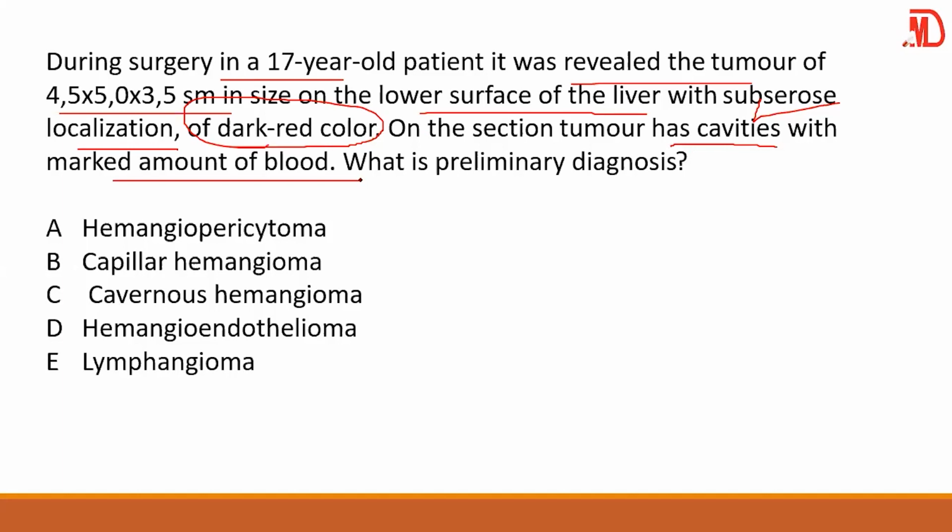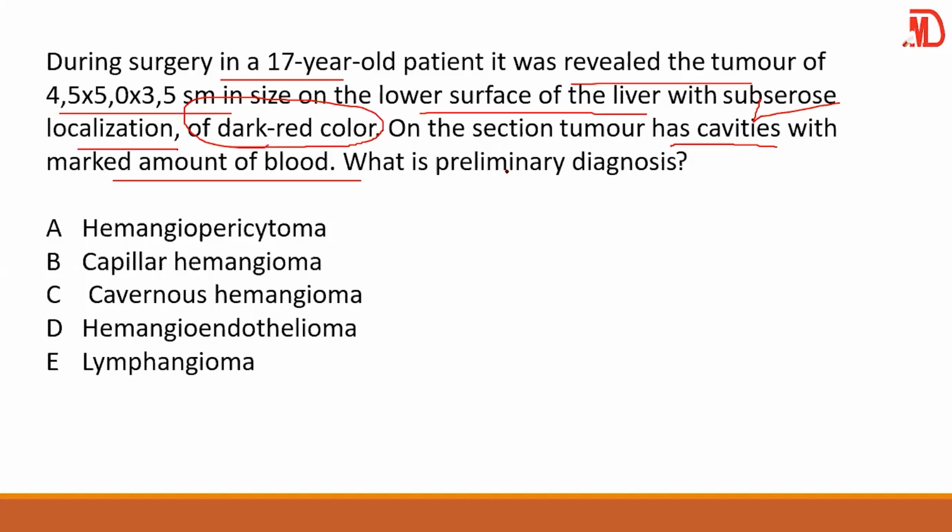Now, the question is: what is the preliminary diagnosis? So definitely we are referring to a vascular tumor. When we say vascular tumor, it is a vessel that has undergone tumor change. That's why we can have that kind of large amount of blood being collected in the lesion. And that is called hemangioma.